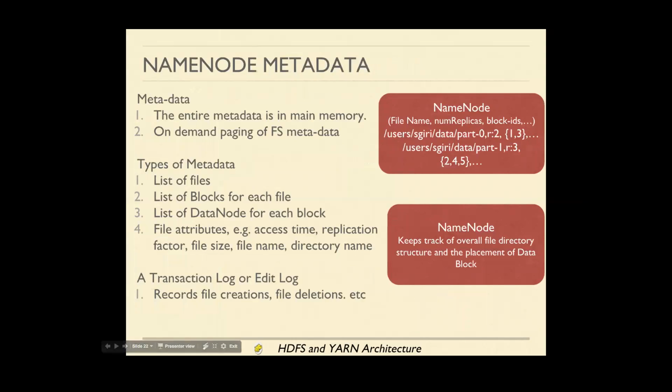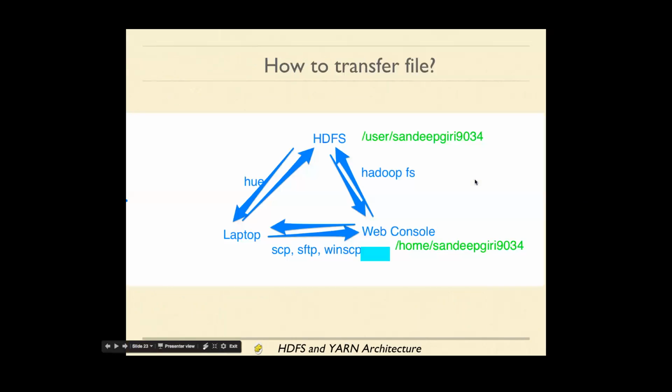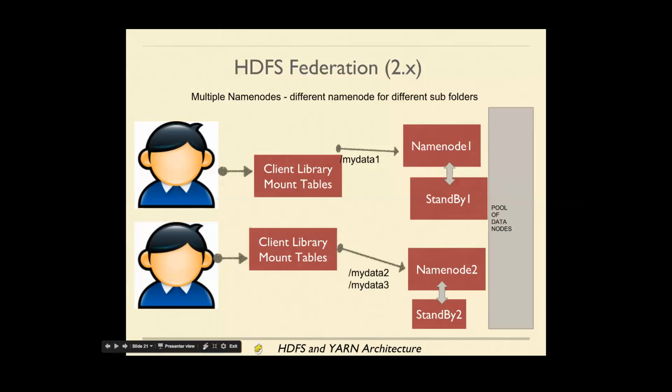Okay, Sunny's question is, will each and every name node have its own data nodes? No, they'll be sharing the same pool of data nodes.